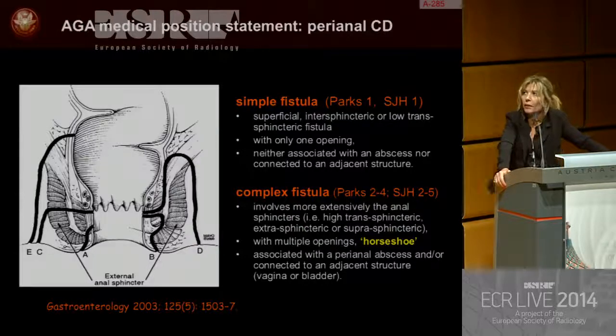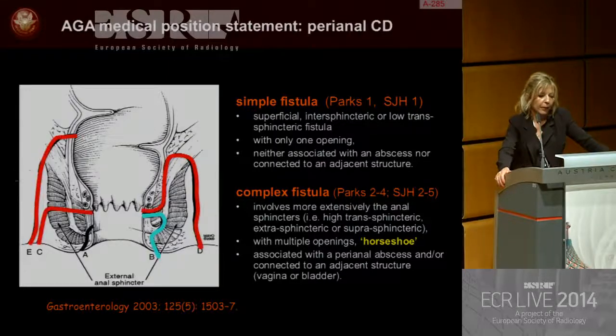The position of the American Clinical Association is quite different from the surgical position. They divide and classify fistula in two simple categories. On one side, simple intersphincteric fistula, and on the other side, all the other fistula. This is a very drastic division. Simple fistula is Parks 1, St. James Hospital 1. Complex fistulas include Parks 2 to 4, and St. James Hospital 2 to 5.